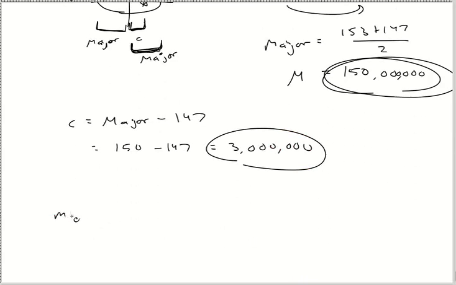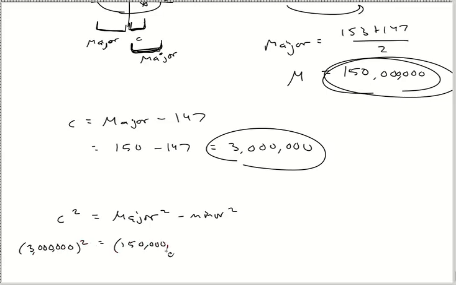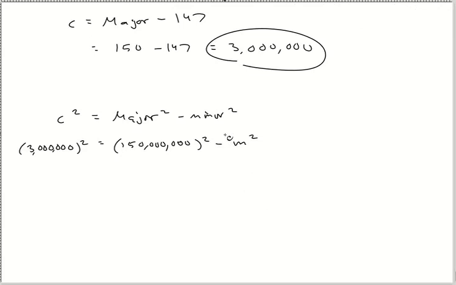And then I can find my minor. Let me just do the formula properly. C squared is equal to major squared minus the minor squared. So I've got, well, I guess 3 squared. You know what I'm going to do? I'm not going to assume that just 3s and whatever will work. 3 million squared, major of 150,000,000 squared, and then minus the minor squared. I'm going to just do little m squared, and I'm going to solve for little m. We've done this a lot of times.